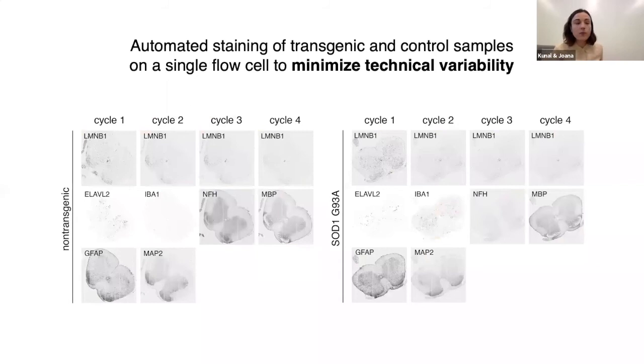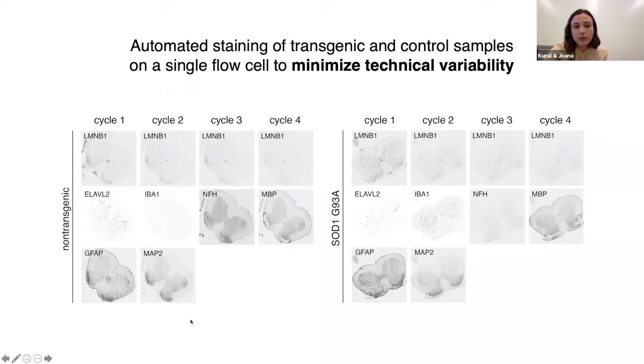As I just talked about, we have this flow cell design, but because it is modeled on a standard microscope slide, it's quite large. This allows us to process multiple tissue sections in parallel. We wanted to demonstrate that you could use this to your advantage in experimental design by sectioning transgenic and control samples onto a single flow cell and processing them at once in order to minimize technical variability.